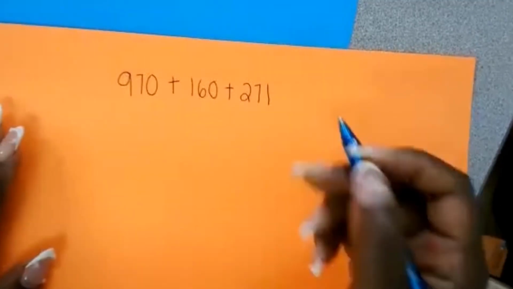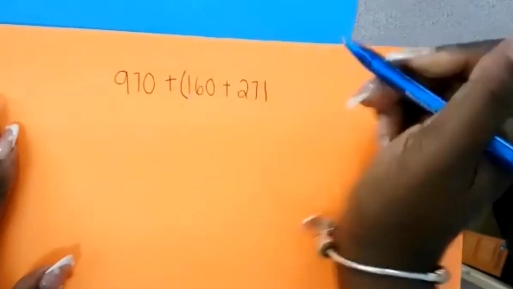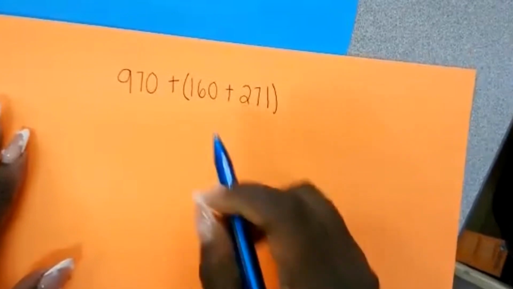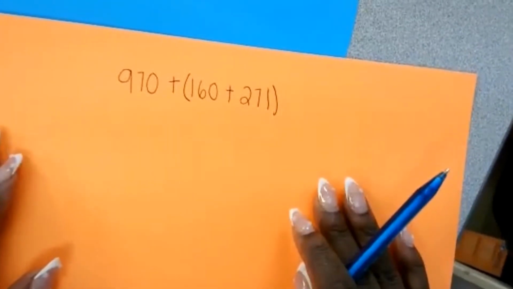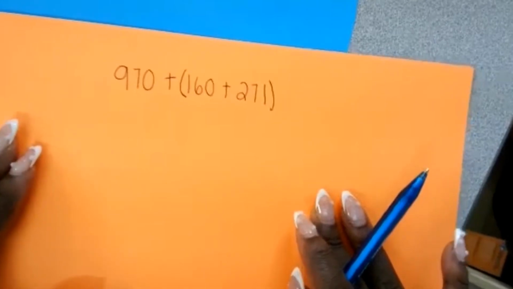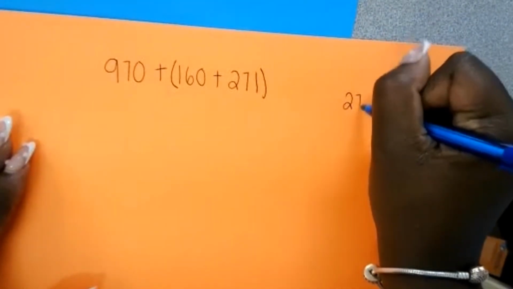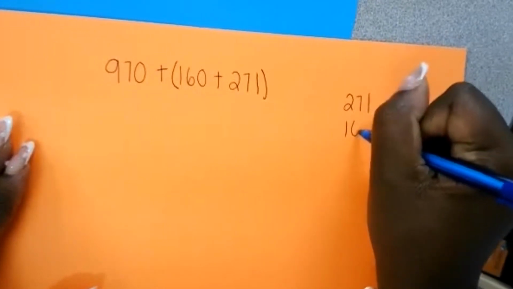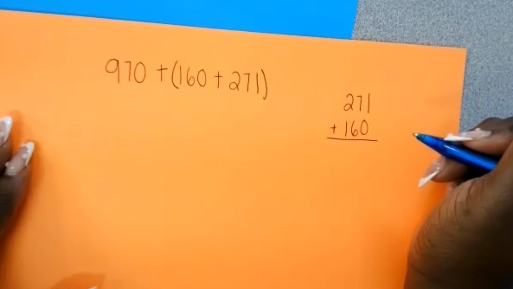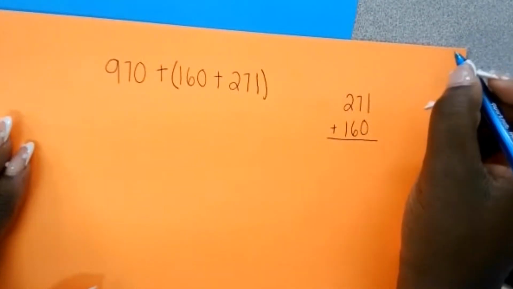So first put the parentheses around 160 and 271. Oh, well, let's do it over here. I already made that mistake. So 160 plus 271. Then what am I going to do? And then go to the side and write 271 plus 160. Okay. What's next? Put a 1 under. What do I need to do? The place value chart.